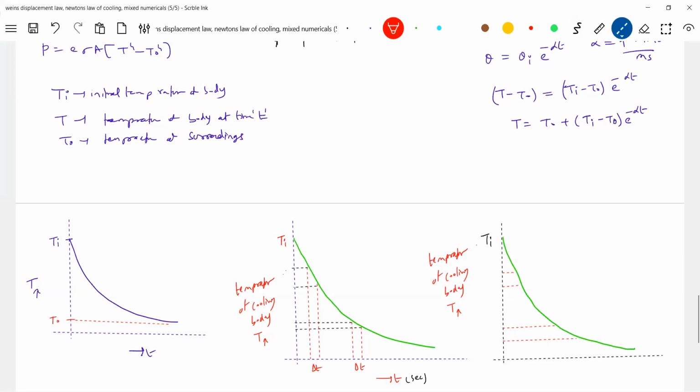Okay, now look at the green color curves. I'll bring it, and take black color here. Can you say anything about this? For an equal change in temperature, what about the time taken? Initially, it will take less time and finally more time. So this is delta T, you write it. Same change in temperature.